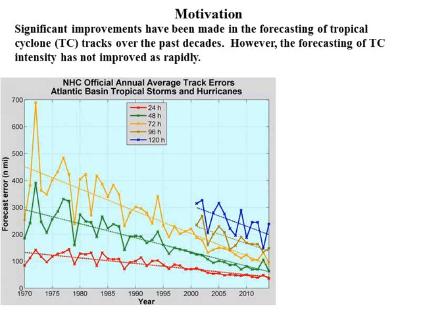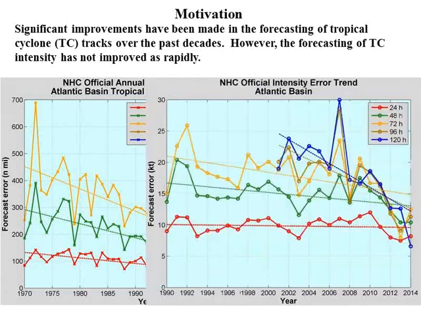However, for the hurricane intensity, the figure shows that during the last few decades the curve is almost flat, which means improvement has been very, very slow. So hurricane intensity is a big problem for the hurricane research community.